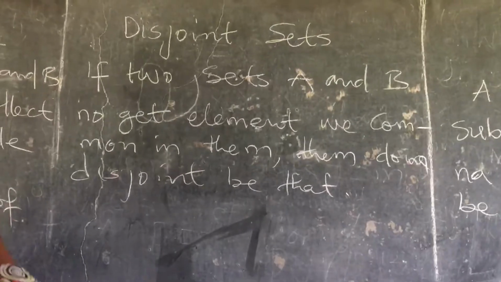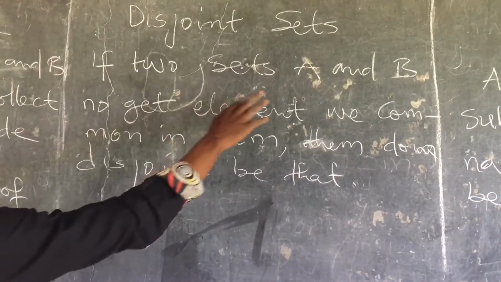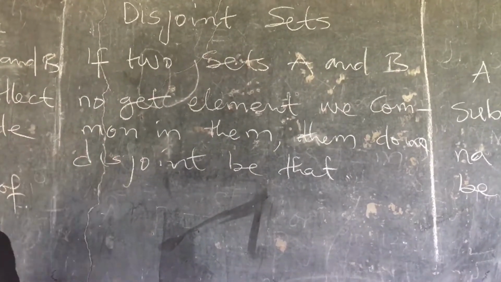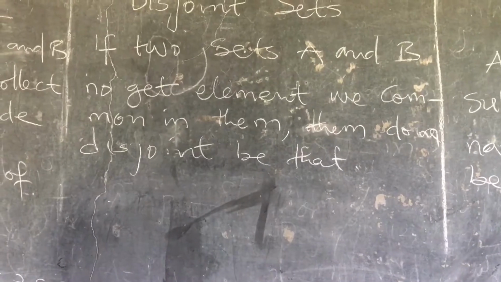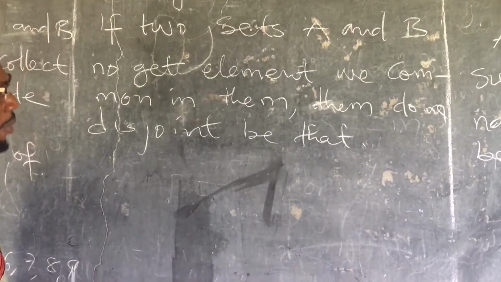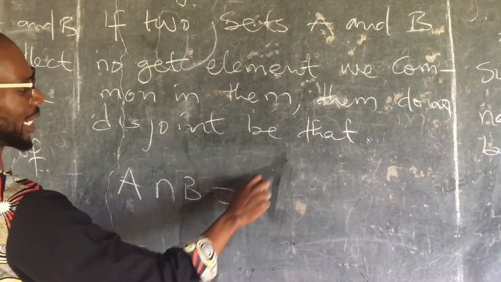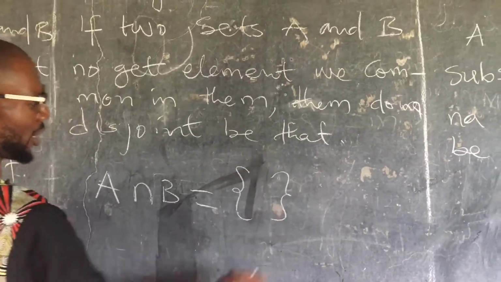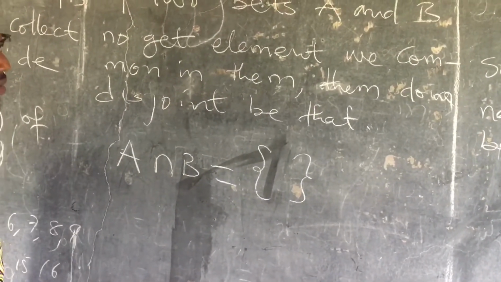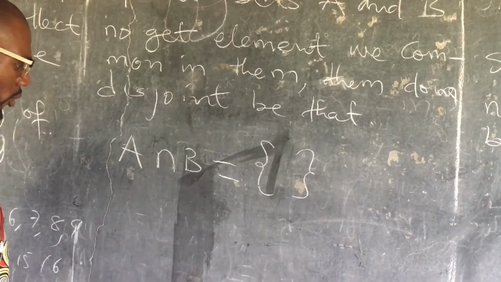Abi? Alright, we wan talk about disjoint sets. So if 2 sets, A and B, no get element wey common inside there, then those 2 sets, they don disjoint be that. So what we mean be say, if I get set A intersect set B, and I get empty set, then these 2 sets, they disjoint. It means say they don't get any elements in common.